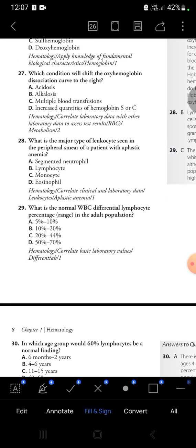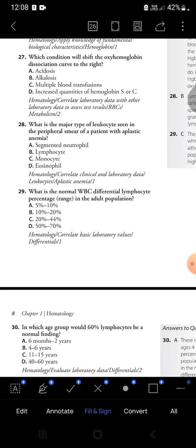What is the major type of leukocyte seen in the peripheral smear of a patient with aplastic anemia? The answer is B, lymphocyte. Lymphocyte is the major type of leukocyte seen in the peripheral smear of a patient with aplastic anemia. What is the normal WBC differential lymphocyte percentage in the adult population? The answer is 20 to 44%, because this is the normal range.